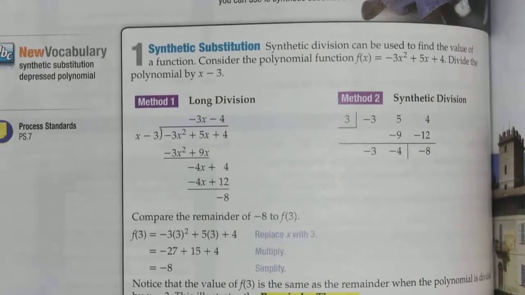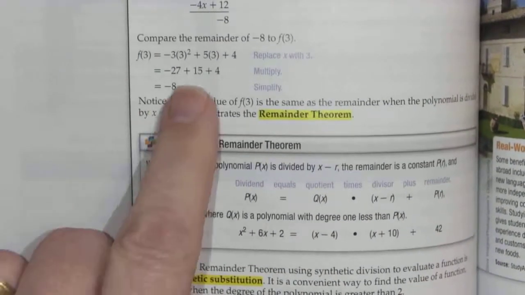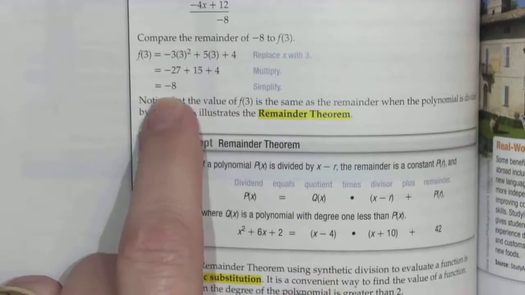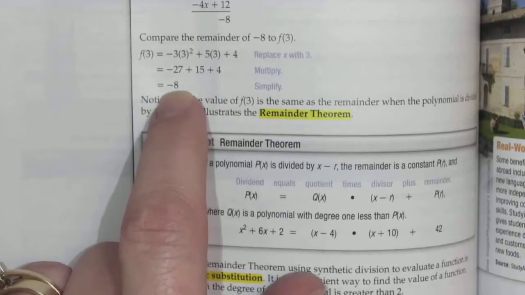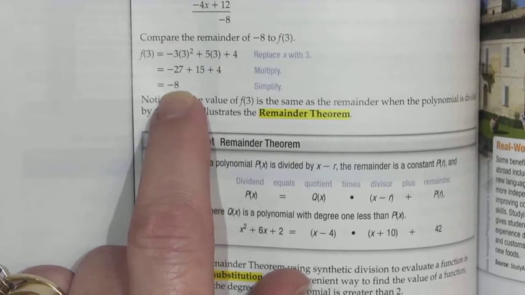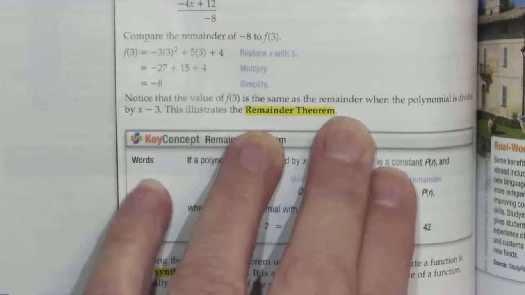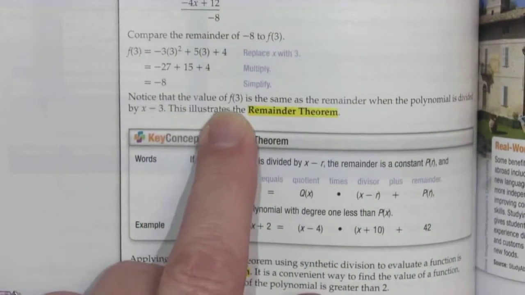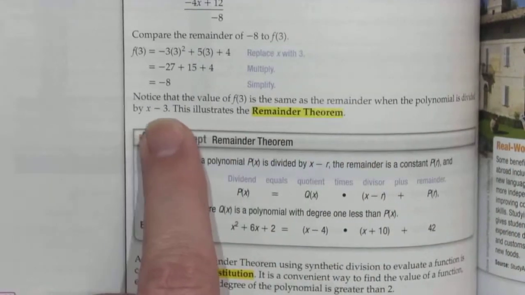Okay? All right, so it says compare the remainder, negative 8, to f of 3. Either way, if you put 3 into the equation, you get out negative 8. You can say it. Okay? Negative 8, that's right. Now, it's kind of on a curve there, but notice that the value of f of 3 is the same as the remainder when the polynomial is divided by x minus 3.